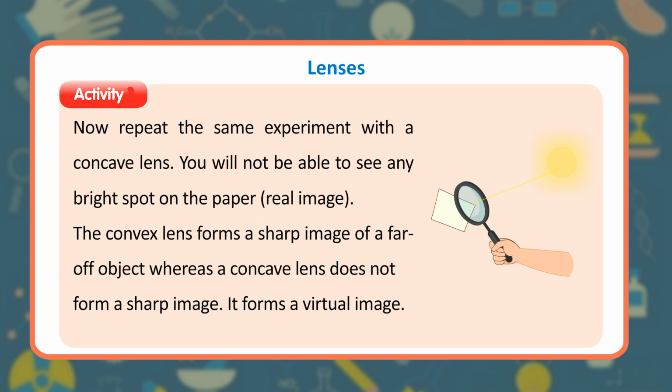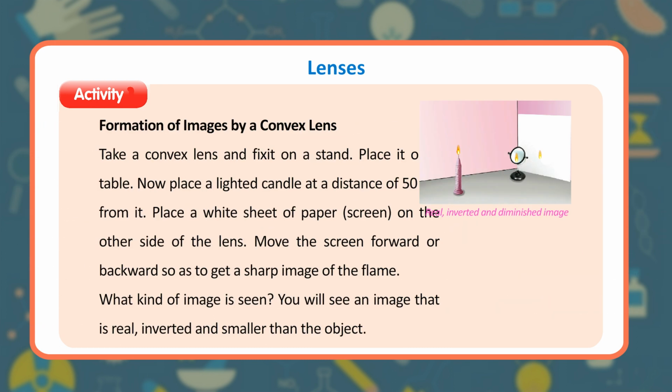The convex lens forms a sharp image of a far-off object, whereas a concave lens does not form a sharp image. It forms a virtual image.